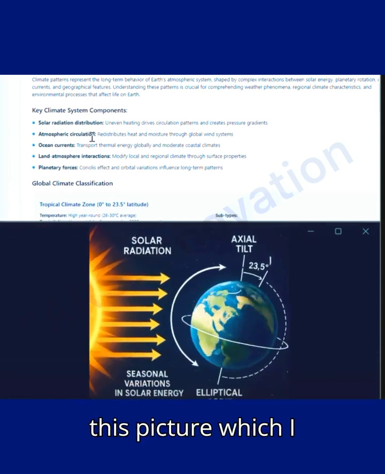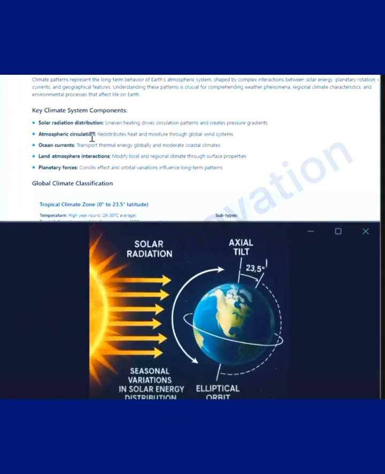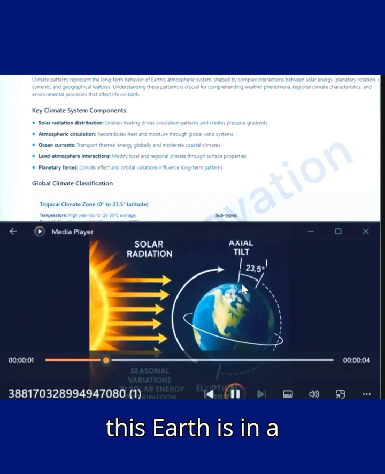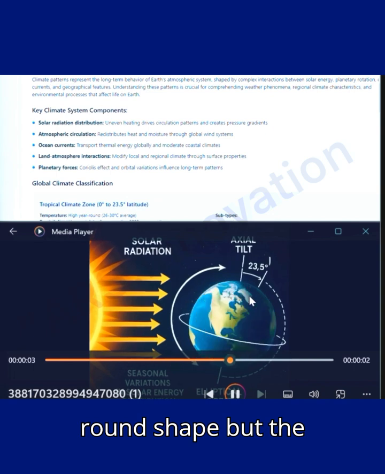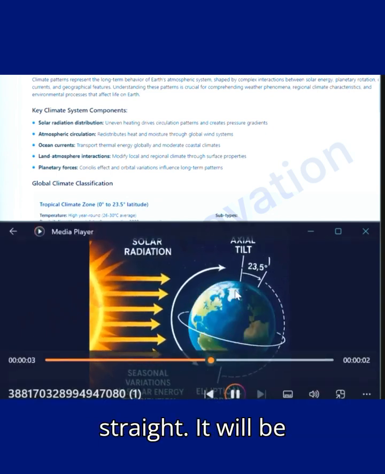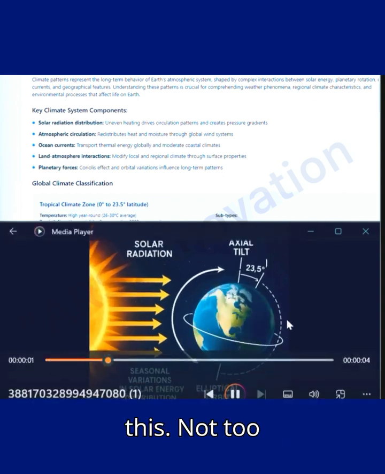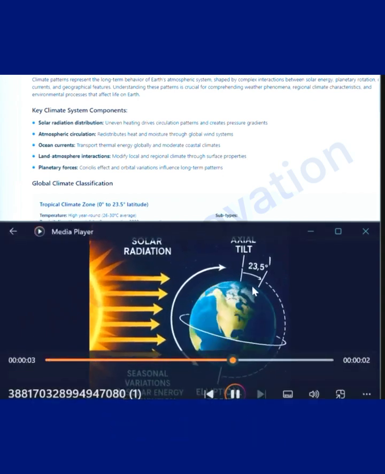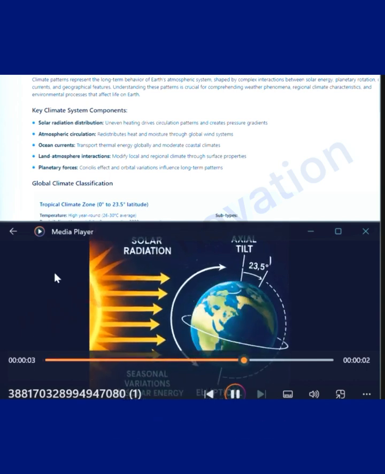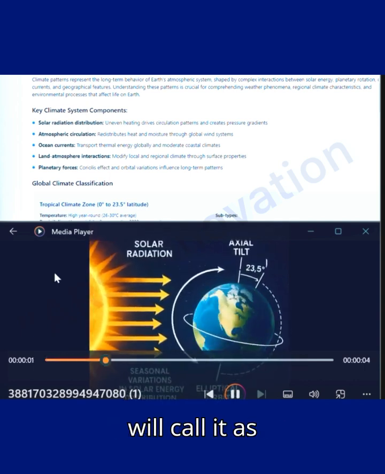Let me show you another picture. Can you look at this picture which I showed you earlier? The Earth was in a tilted form. Earth is round in shape, but its axis is not straight. It is slightly tilted like this, not too much. It's slight, just 23.5 degrees.